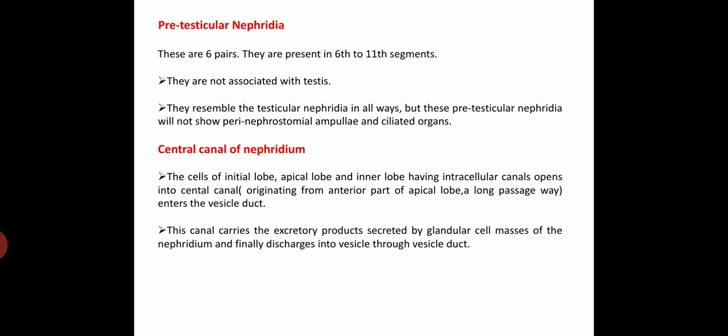Next is the central canal of the nephridium. The cells of the initial, apical and inner lobes have intracellular canals that open into a central canal. This central canal originates from the anterior part of the apical lobe, and a long passageway enters the vesicle duct. This canal carries the excretory products secreted by the glandular cell masses of the nephridium and finally discharges into the vesicle through the vesicle duct.